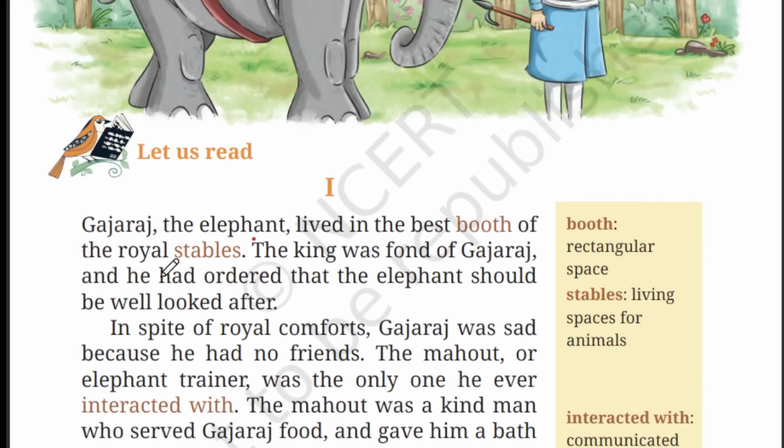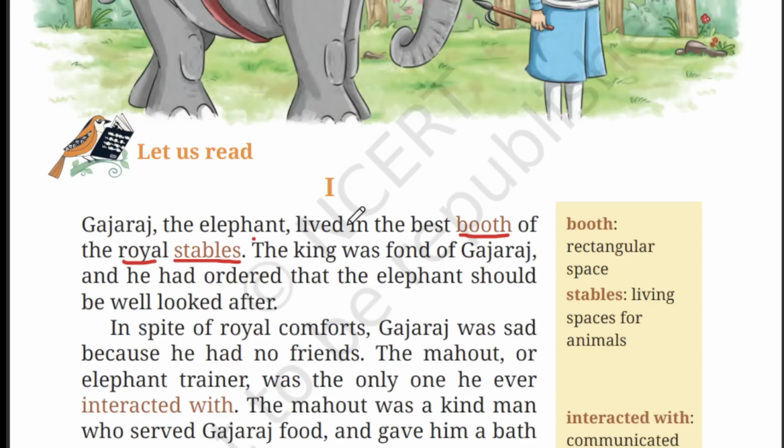What is the meaning of stables? Living spaces for animals, the place where the animal lives. What is the meaning of booth? A rectangular space is called a booth. So Gajaraja the elephant lived in the best booth of the royal stables. Royal stables means it's the kingdom of a Maharaja.